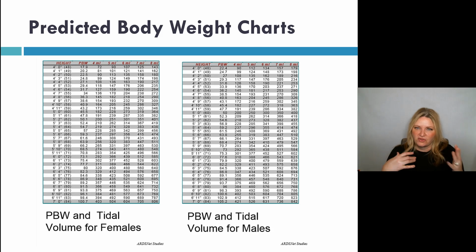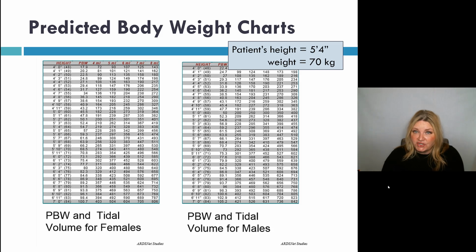But the way you use these charts is male, female. So I've got female on the left over here, male on the right, and you need to know the patient's height. So for example, our patient was 5'4". So we're going to go to the section where it says 5'4", and you're going to look at their predicted body weight. So 5'4", their predicted body weight would be 54.7 kilos.